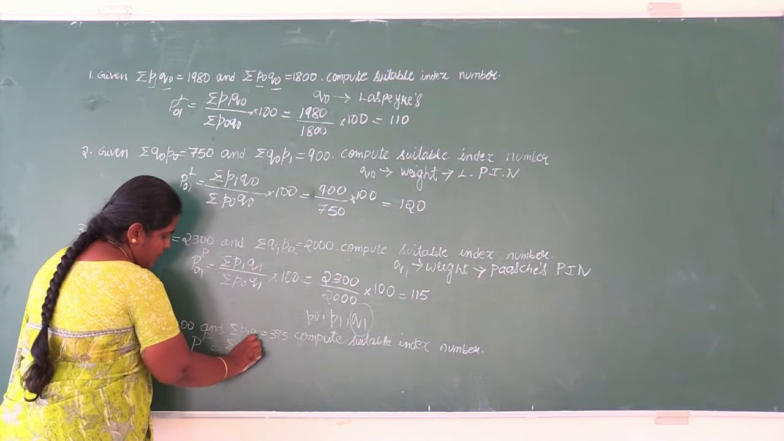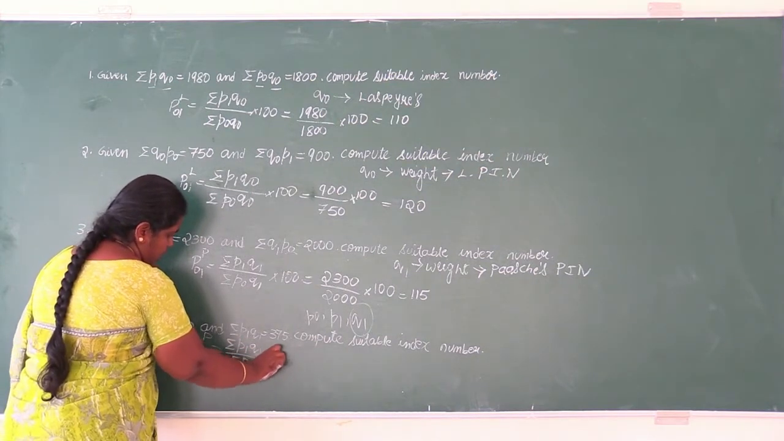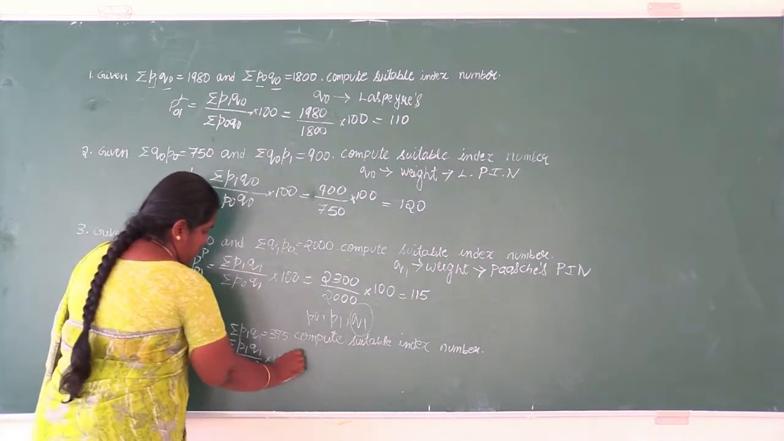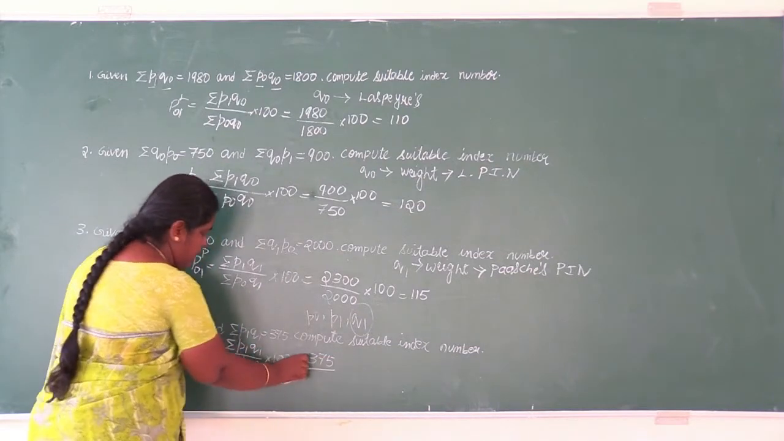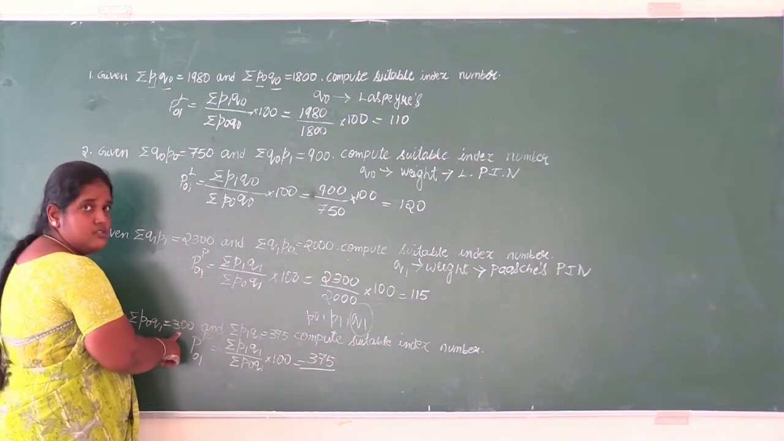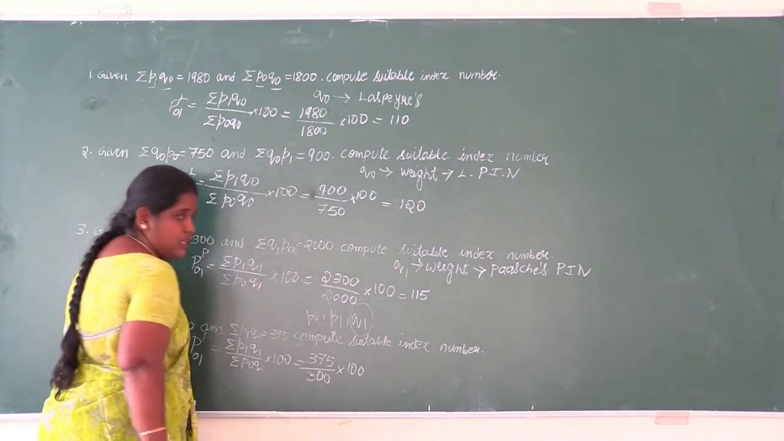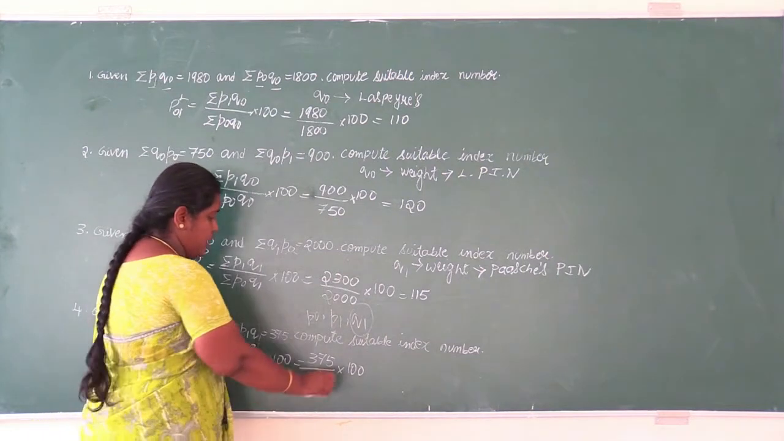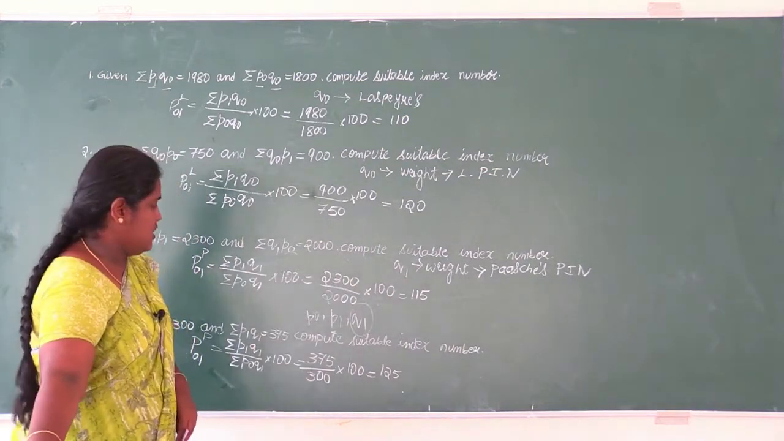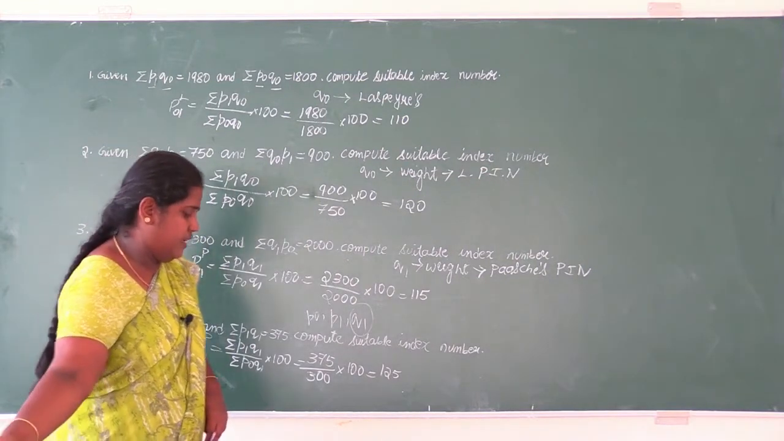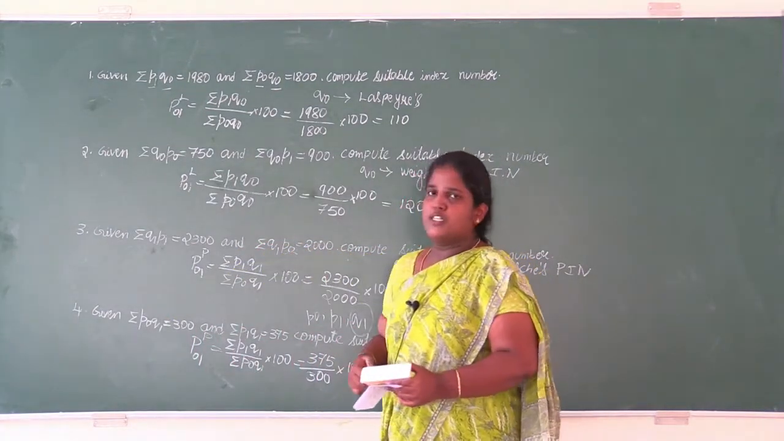Formula is sigma P1Q1 divided by sigma P0Q1 into 100. P1Q1 is 375. So 375 divided by P0Q1, which is 300, into 100. 375 divided by 300 into 100 is 125. So the Purchase Price Index Number is 125. So you have come to know how to do this 2 marks problem, and here they won't specify which method it is.